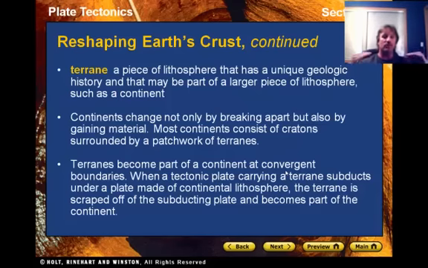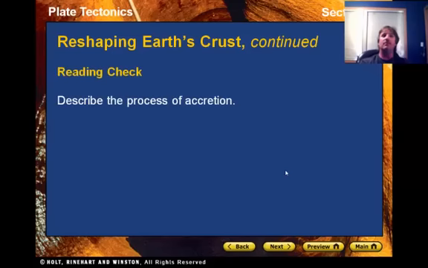When plates converge, a plate boundary carrying a terrane subducts under a plate made of continental lithosphere. It's scraped off, so you have one plate going underneath the other one, and as it goes underneath, stuff is scraped off from this plate onto the upper plate, and it sticks to it. With those that stuck, the terranes are scraped off and stick to that new plate, so it actually adds material to the plate. That has another word that you're going to talk about in just a minute, which is right here.